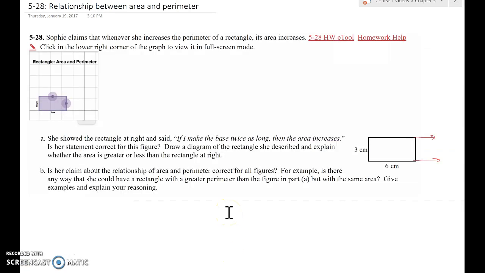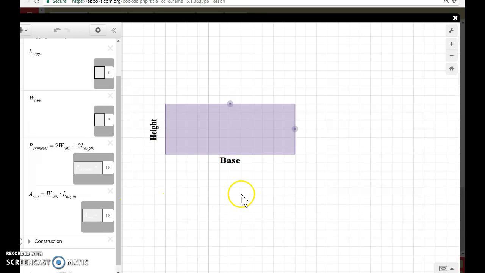And then B, is her claim about the relationship of area and perimeter correct for all figures? For example, is there any way that she could have a rectangle with a greater perimeter than the figure in part A, but have the same area? So can she have a greater perimeter, but with the same area? Let's figure this out. Here's our original rectangle back, and we're trying to see if we can keep the same area, the area of 18 square units, but make the perimeter larger.